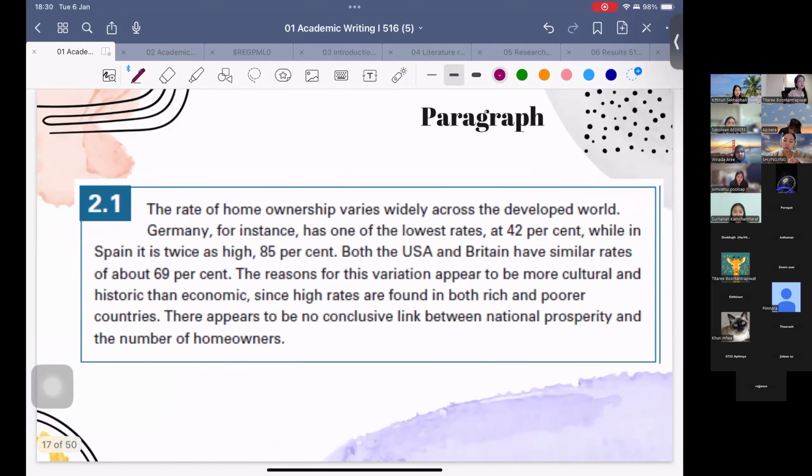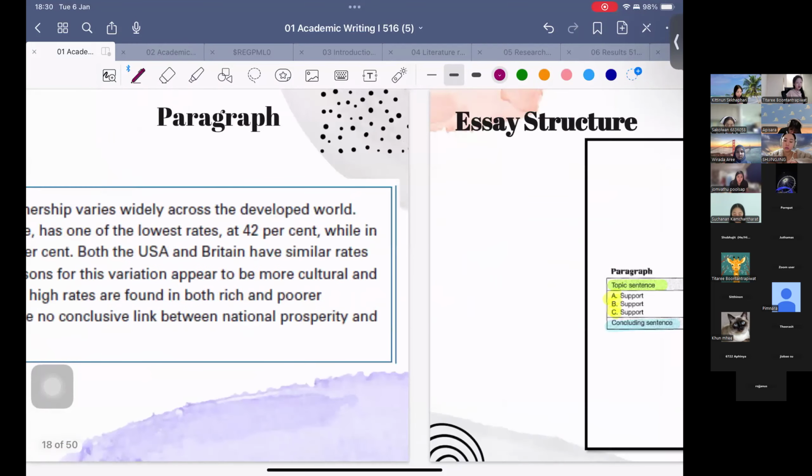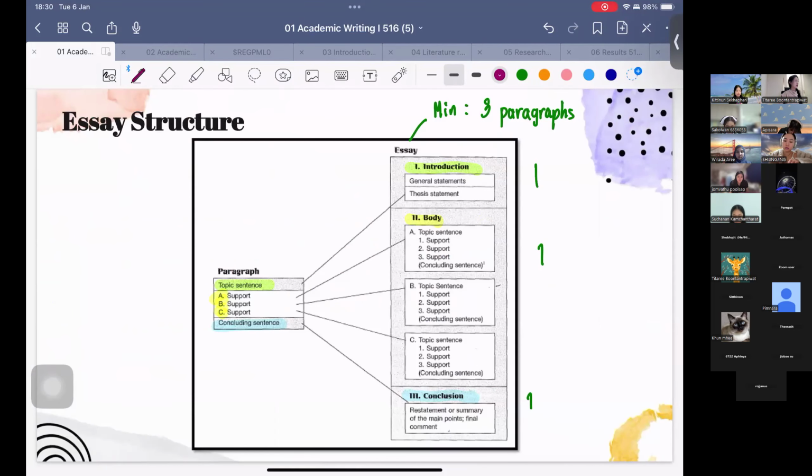This is just an example, so I think we can ignore this. I don't think you have this in your slides. You can already remove it. So now we're gonna move on from paragraph to the essay. Okay, start off with this.